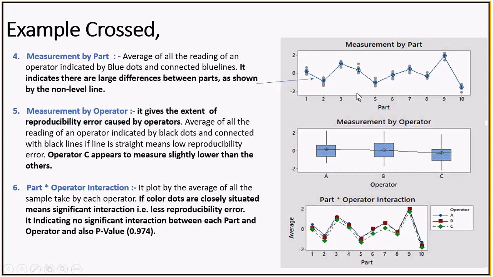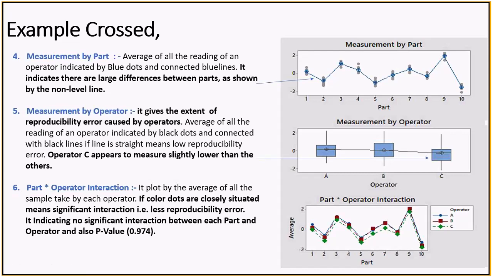So this graph is only talking about the parts, whether your parts are similar or different. If these measurements are totally different, we can see that yes, the parts are actually different from each other. So the 10 samples are different from each other because this connecting line is not at a straight level. It is a zigzag, or non-level, line, as we call it. So this is the graph that tells you about the parts measurement.